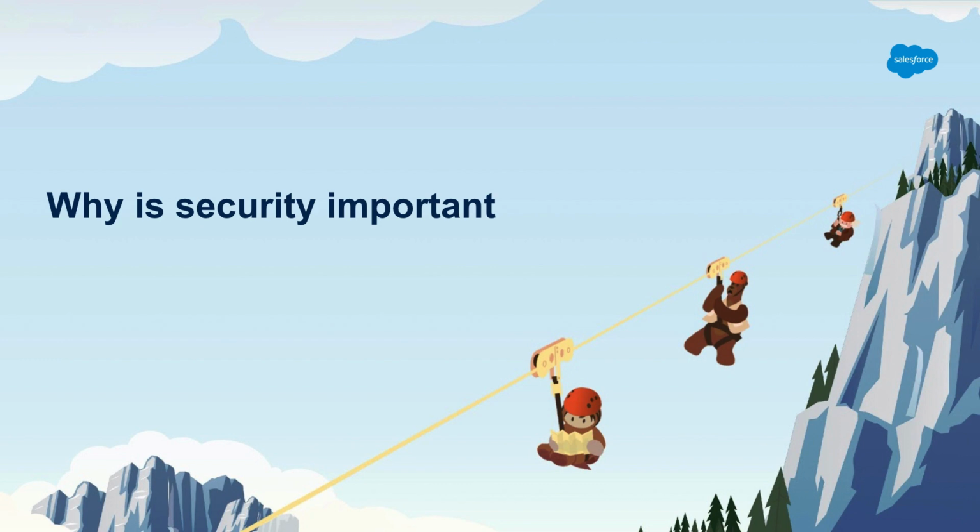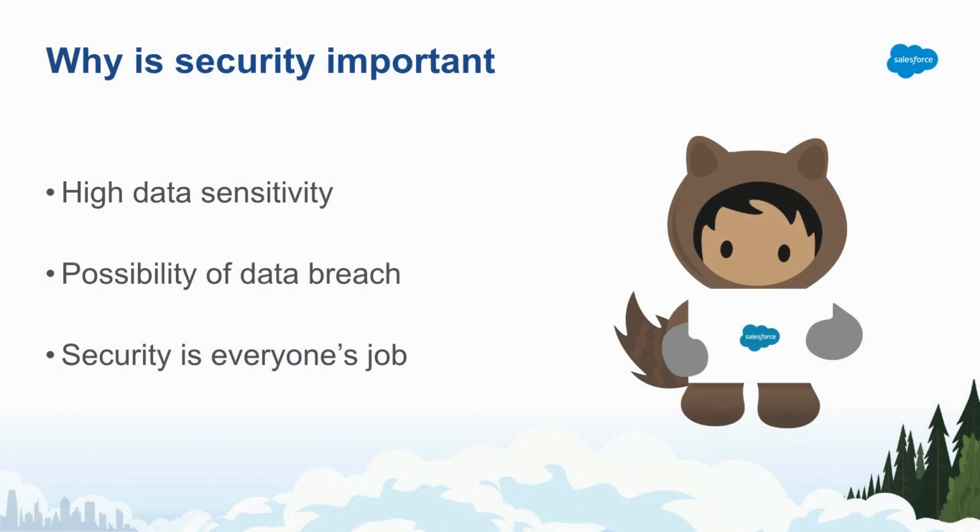We all are here to learn about security and talk about security, but why is security important? These are a few points, just the tip of the iceberg. First, high data sensitivity. The information that is in your orgs is highly sensitive. You have your sales information, your financial information, maybe information about your employees, even your accounts and leads, which are very important for your business, right? That's why it's important to make sure that orgs are securely configured.